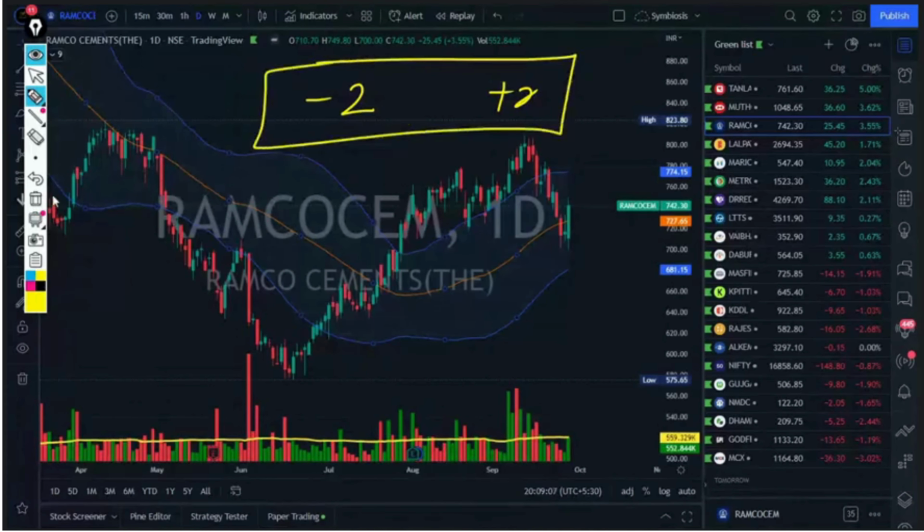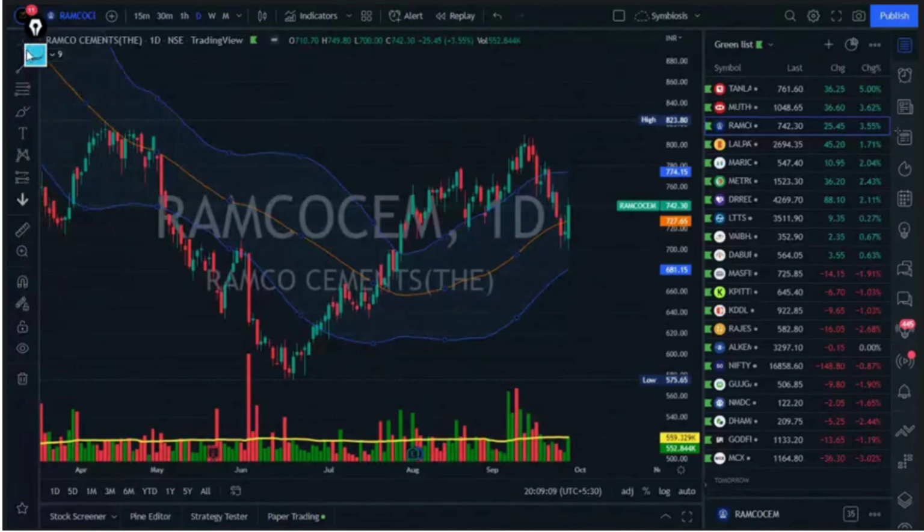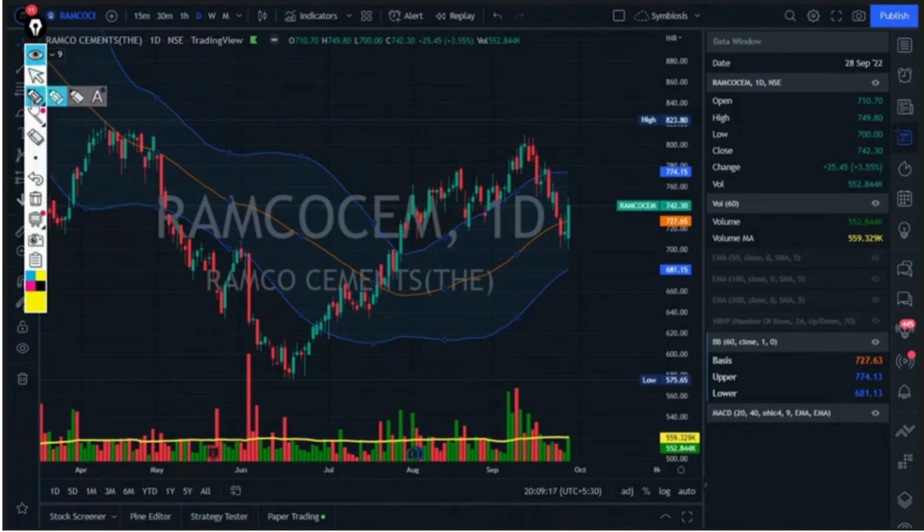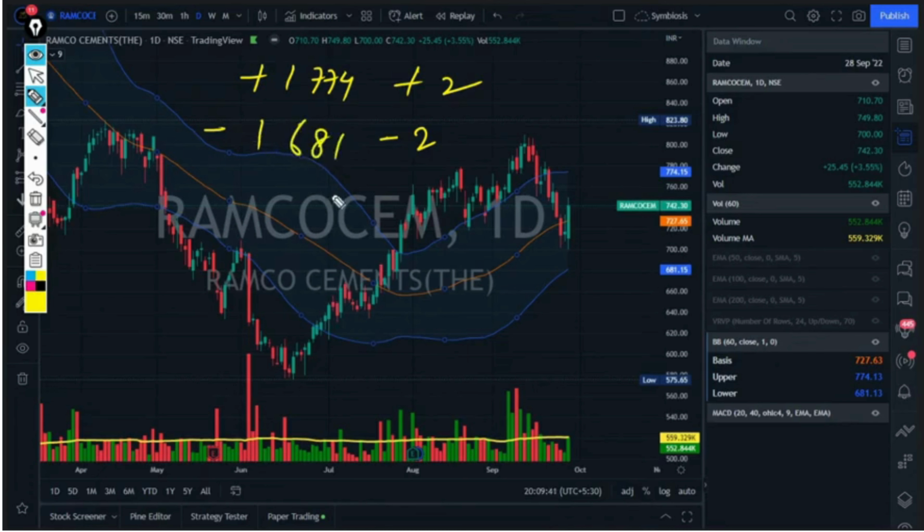Why don't I want to look at plus minus 2? That is a question that you'll ask yourself, and I will show you the data here. I'll prove it using the data points. I'll take the readings, say plus 1 standard deviation, plus 2 standard deviation, minus 1 standard deviation, and minus 2 standard deviation. So if you're looking at the data right now, this is plus minus 1 standard deviation. The upper band is roughly 774. The lower band is probably 681.